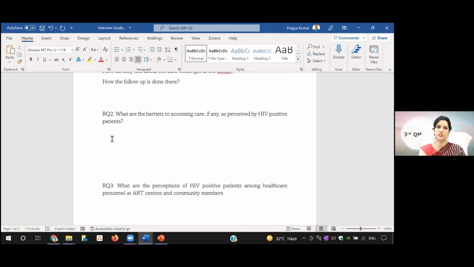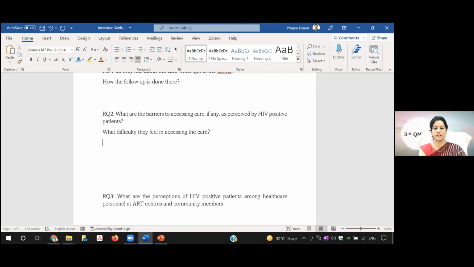So the second research question is, what are the barriers in accessing the care? Then you can write, what difficulty they feel in accessing the care at the ART center. And like if you can ask this question, the third one, like what is the barrier to accessing care?